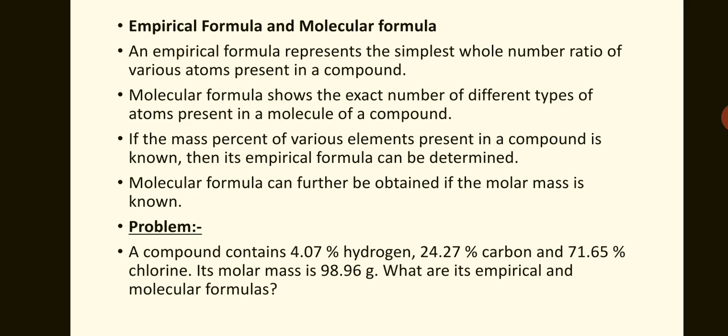If the mass percent of various elements present in a compound is known, then its empirical formula can be determined or calculated. Molecular formula can further be obtained if molar mass is known. Now, one numerical problem: a compound contains 4.07% hydrogen, 24.27% carbon, and 71.65% chlorine, and its molar mass given to you is 98.96 gram. So we have to determine its empirical formula and molecular formula.